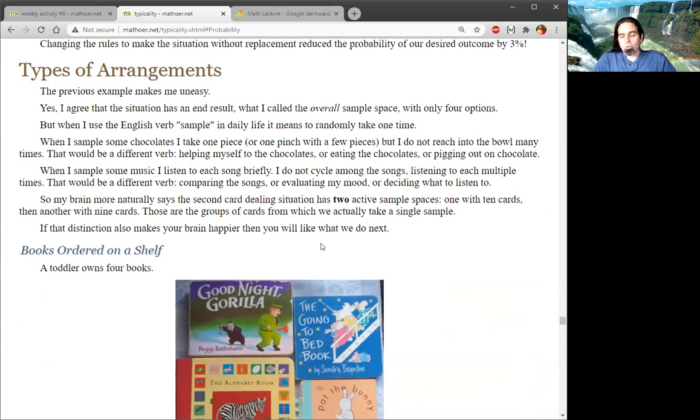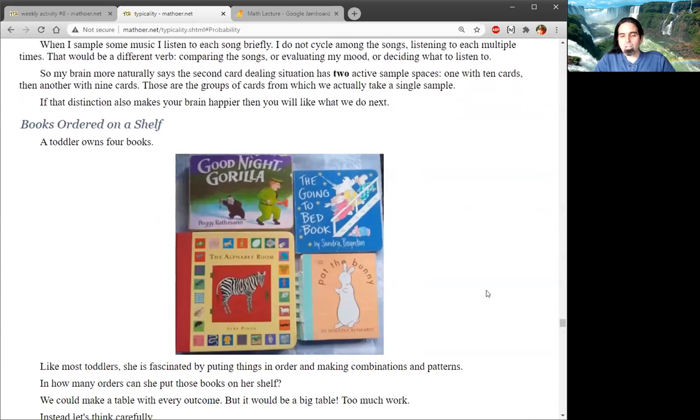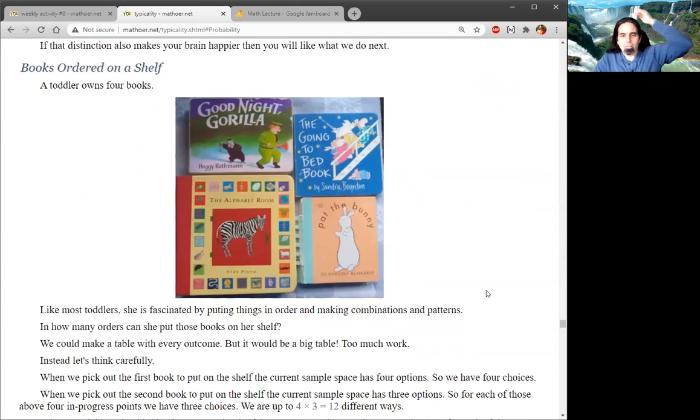My brain would more naturally wish that whoever invented this jargon would say we have 2 active sample spaces. The first one where there were 10 cards in my hand, and the second one where there were only 9 cards in my hand, because one was down on the table. And if your brain works like that, then this will make you happy.